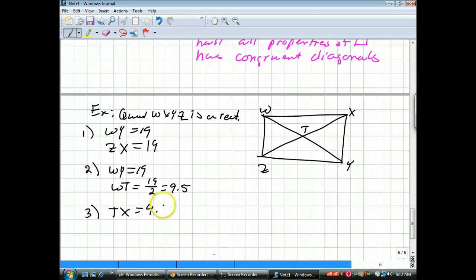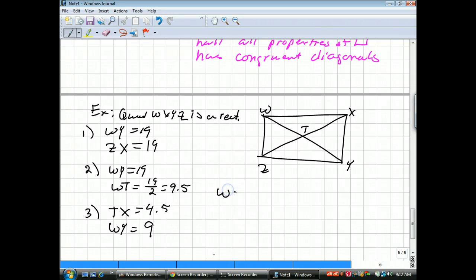If TX equals 4.5, then WY has to be what? Well, we know the diagonals are congruent. So TX and TZ are 4.5, which gives us 9. So XZ is 9. So that means YW or WY has to also be 9. Okay?